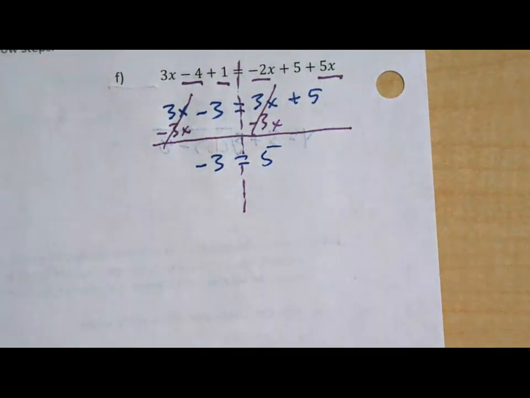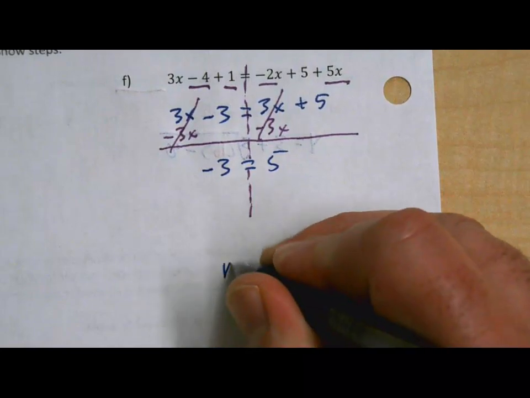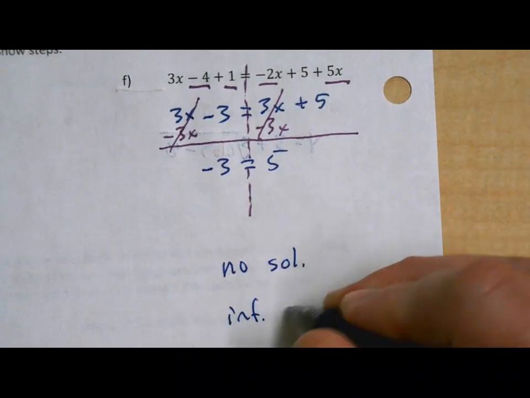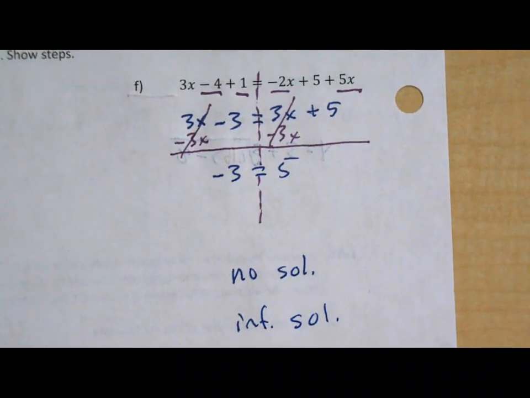Now how am I going to get x by itself if there's no x left? The answer is you can't. This is going to be a special type of problem where our answer is going to be a couple of words. Now there are two options. It's either going to be no solution or infinite solutions. It's one of those two. Anybody know which one it is and why? What do you think? Good guess. Why?